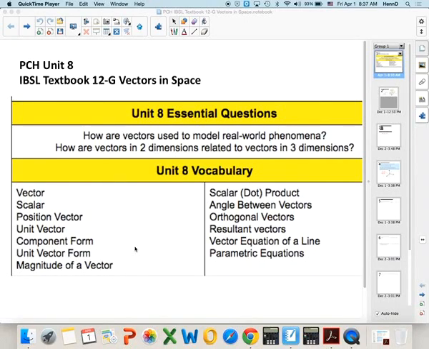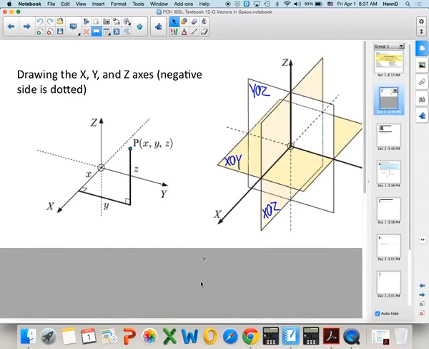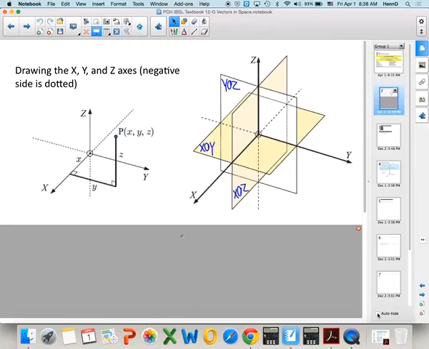As we start this unit on 3D vectors, let's talk about, first of all, the three-dimensional space that we're going to be working in, okay? Now, we're used to dealing with the Cartesian coordinate system. What we're looking at here is an extension of that Cartesian coordinate system that adds a third axis.